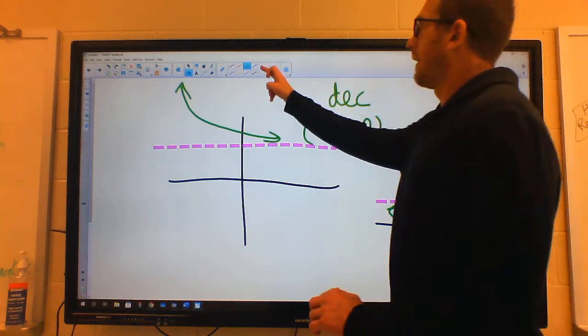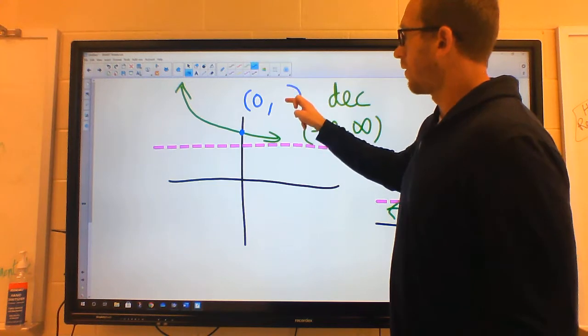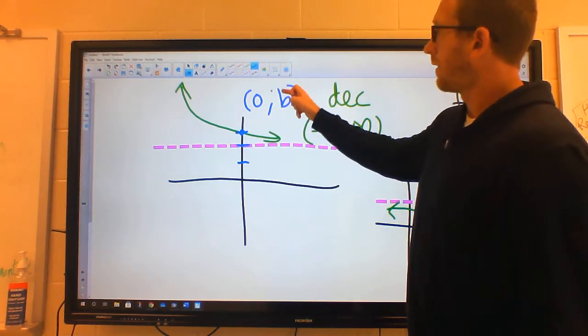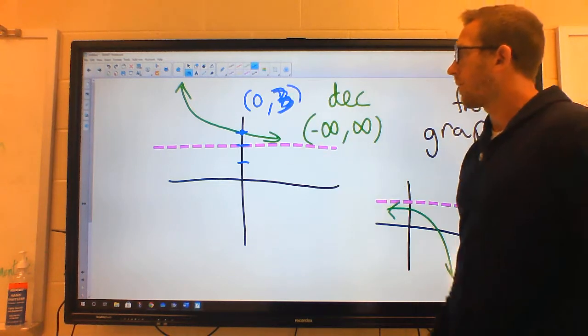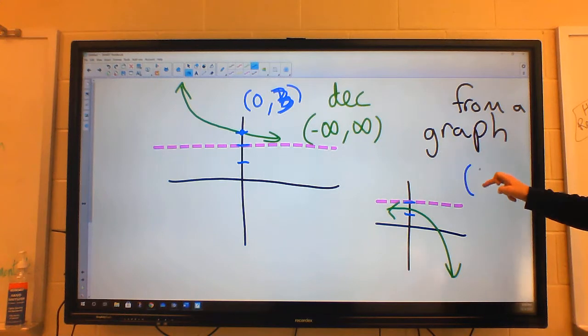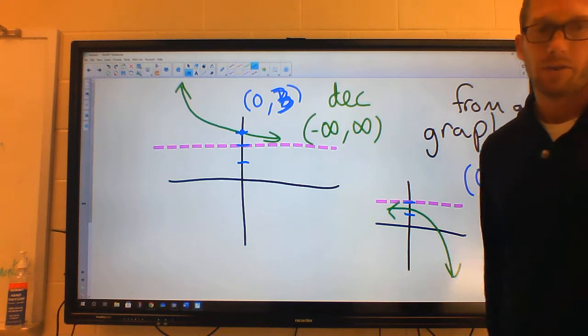Now the other idea that we need to know is the y-intercept. That is always just going to be a coordinate, 0, comma something, and you actually have to count out and identify what that numeric value is. In this case, 0, comma 3, or in this case, I don't know, 0, comma 1.5. Okay? But that's just a counting concept.